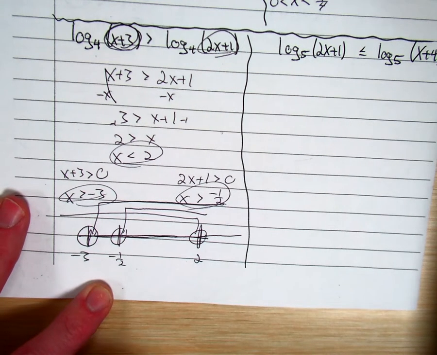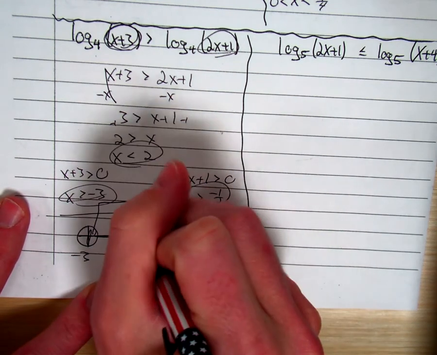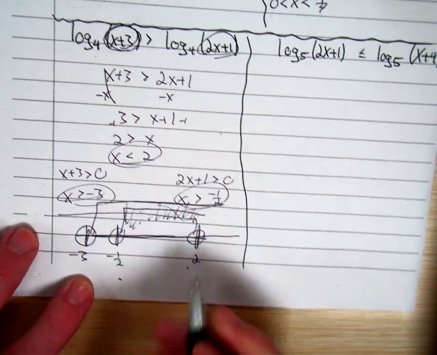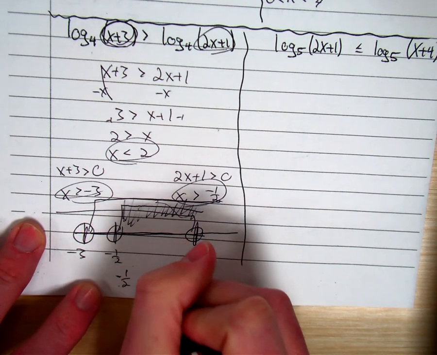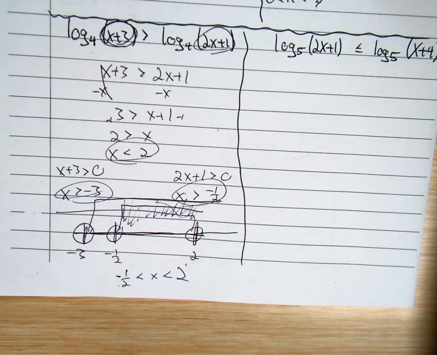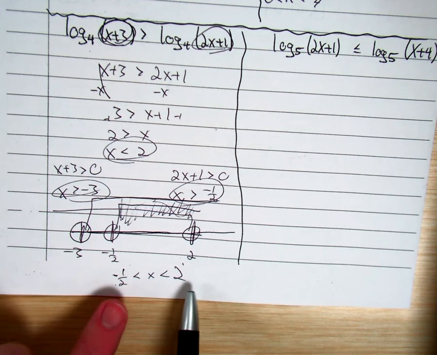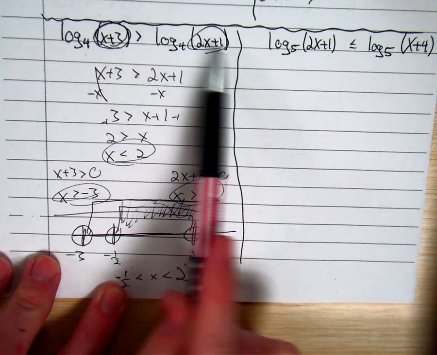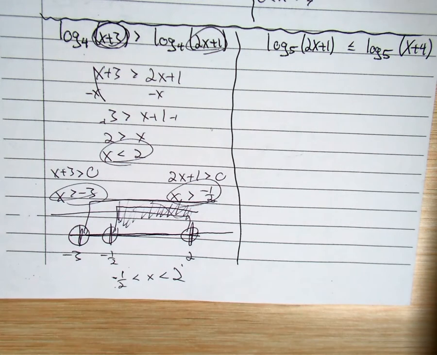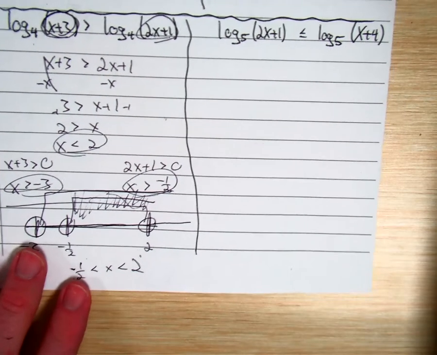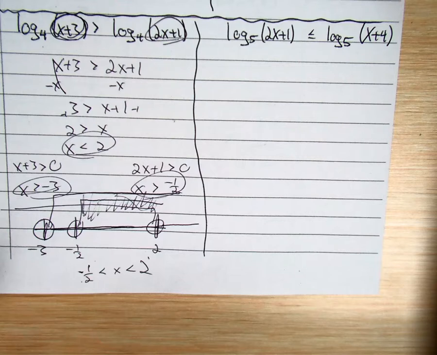Where do they all three overlap? They're all three overlapping between negative half and 2. So I need to be between negative half and 2. Okay, numbers between negative half and 2 should make everything work out. It'll keep these positive, and my x should still be less than 2. Alright, slide over here, and let's hit pause and give you a minute to try that one on your own. Ready, set, go.